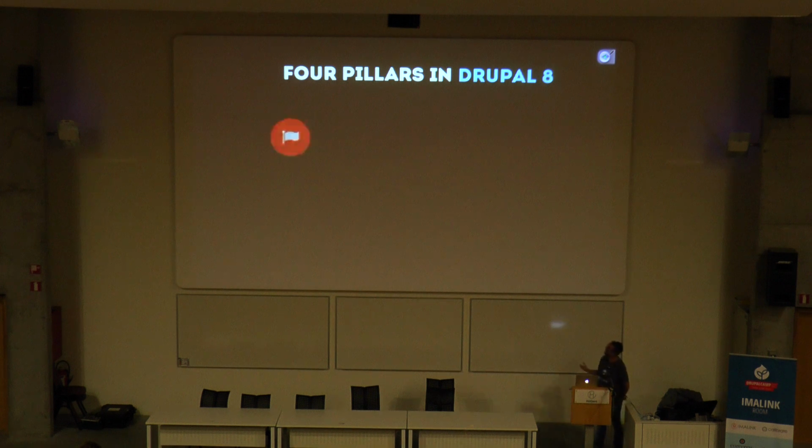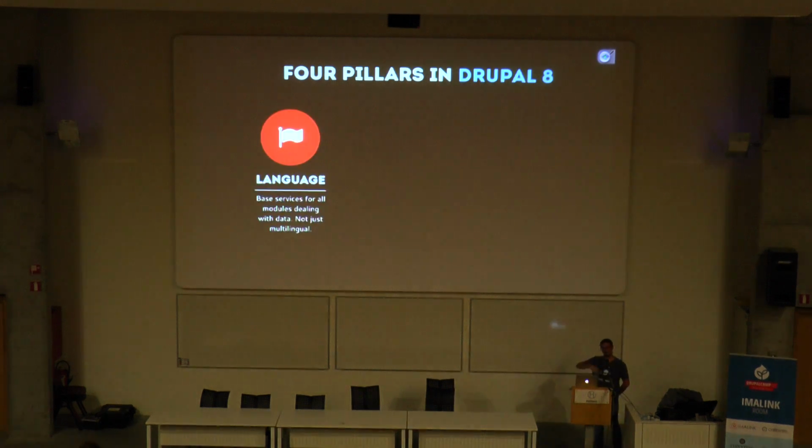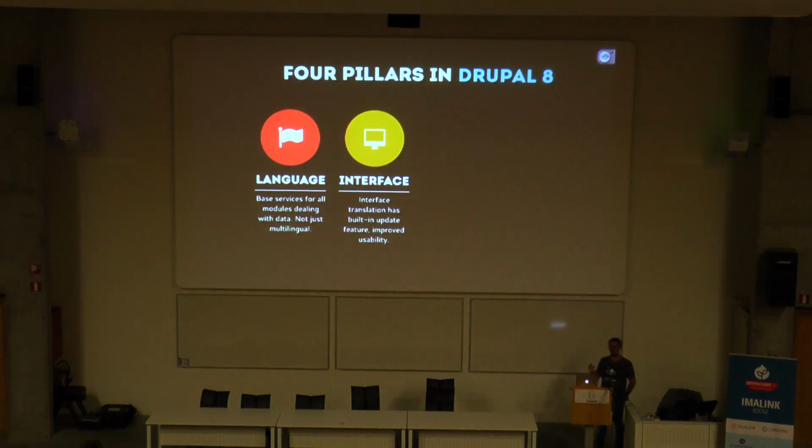And this was based on 4 pillars. If you were in Jam's keynote before, you are familiar with these slides. So the first one is the language module, which provides base services for dealing with the language your data is in, no matter if it's a multilingual site or a monolingual site. Then you have the interface translation module, which was tied to the locale module in Drupal 7. But in Drupal 8, you may want to have different languages on your site, but maybe you don't want to translate your UI, so now it's optional.